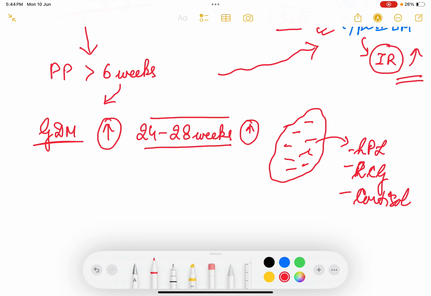Okay, so GDM incidence is highest at 24 to 28 weeks, but you cannot say that only if it happens at 24 to 28 weeks will we call it GDM.